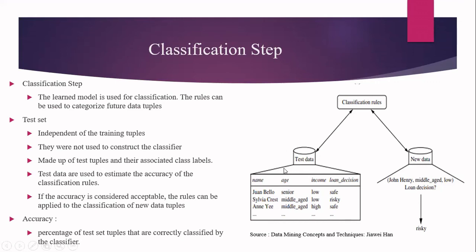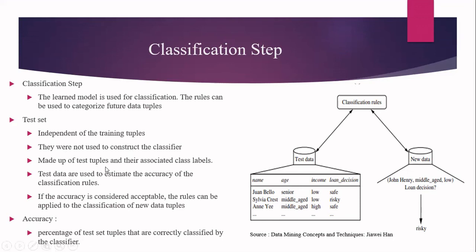Now, what is this test data? How can I select the test data? Is there any restriction? Yes. The test data should be independent of the training tuples. That means if I give you 100 records, you can use 60 for training and the remaining 40 for testing, or 80 for training and the remaining 20 for testing. Definitely the testing records should not be used during the training of the model. That is very important. They are independent of the training tuples and were not used to construct the classifier, because for constructing the classifier, we have used only the training records.